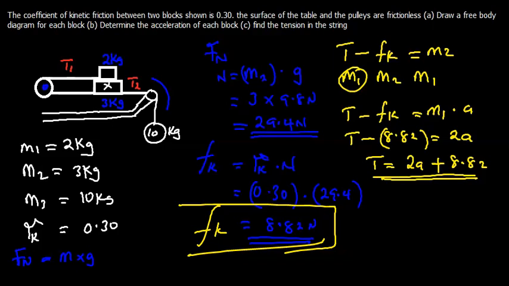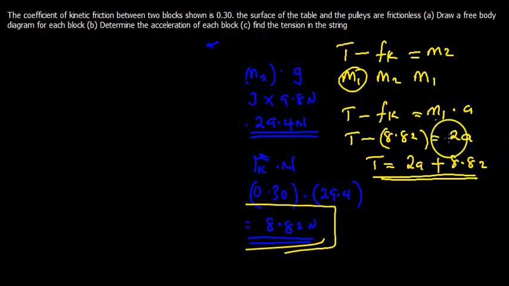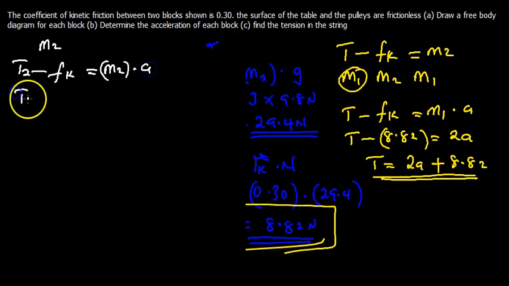So moving to the next one, we have set an equation for M1. So let's set another equation for M2. In this case, this is going to be T2 minus Fk, which is going to be M2. We're going to multiply that by acceleration. Our T2 is going to be T2 minus, what is Fk? Fk is 8.82, which we have already defined the value.